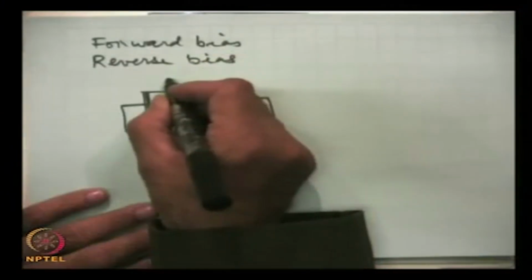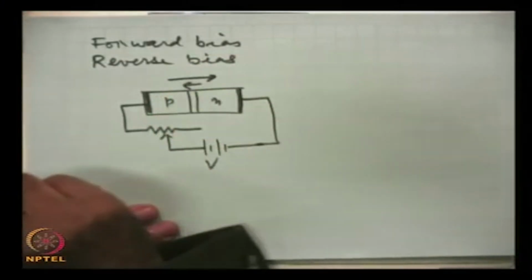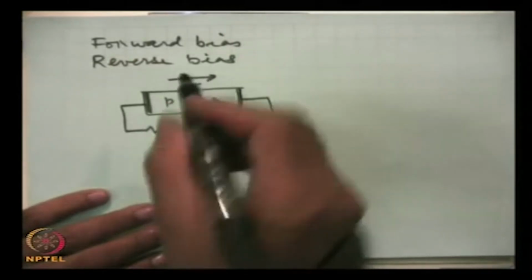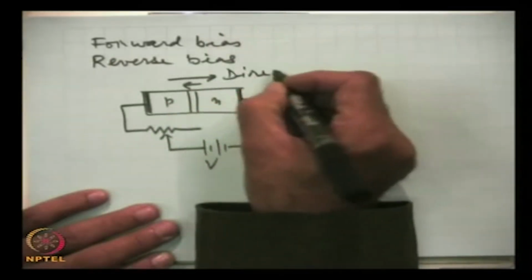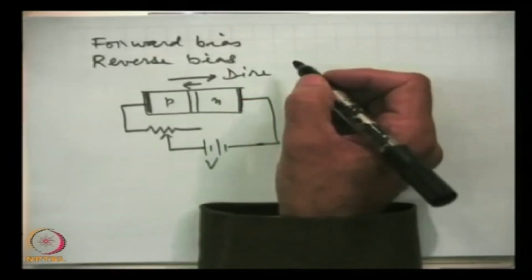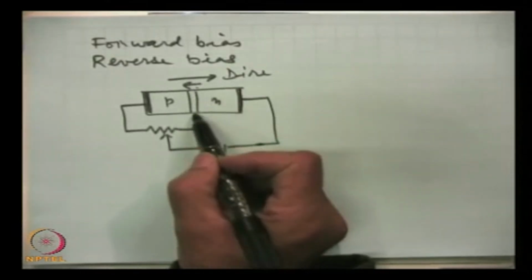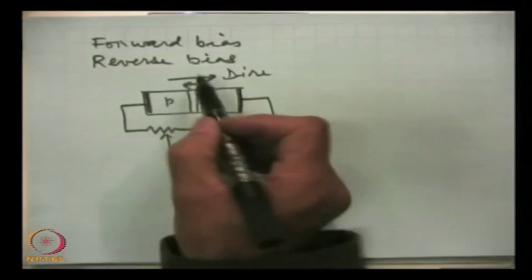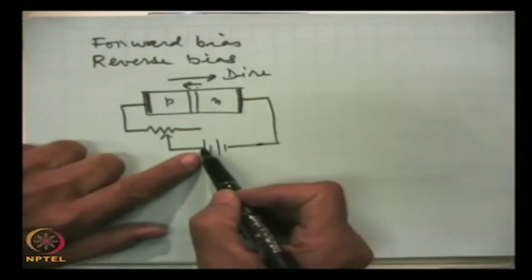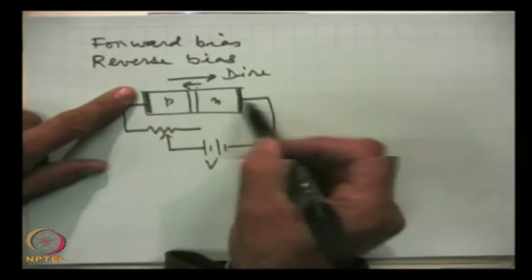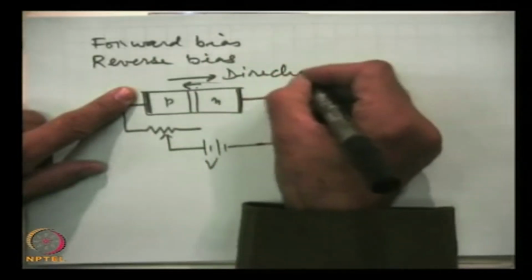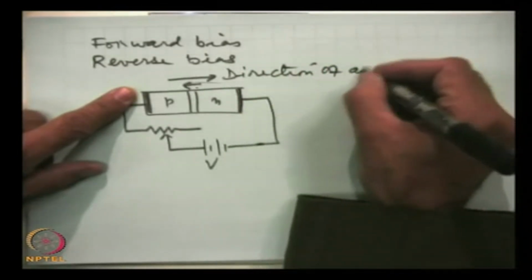Now, when we forward bias the junction with a voltage V, this will give rise to an electric field opposite to the direction of the built-in field. The direction of the field we always take from positive to negative. This direction, because here there were positive ions, on the p side there were negative ions. So, this was the direction. Now, here is the positive terminal, this is negative. So, this is the direction of the applied field.